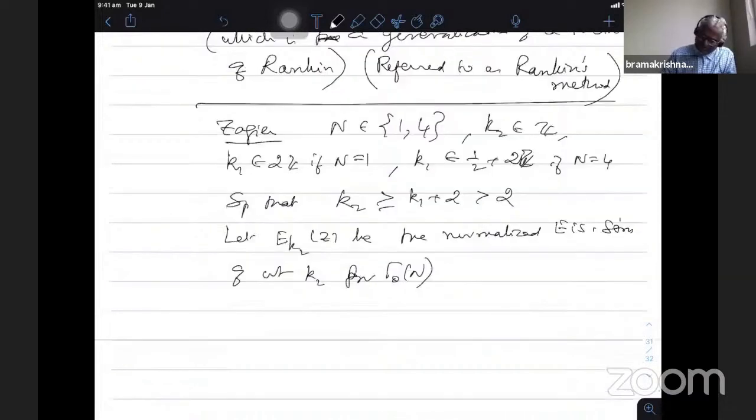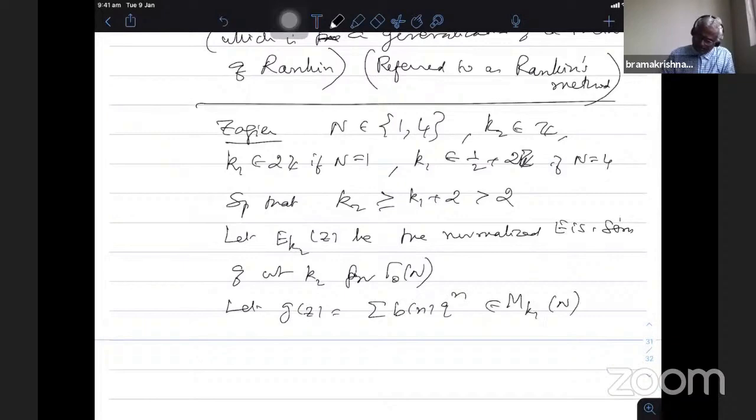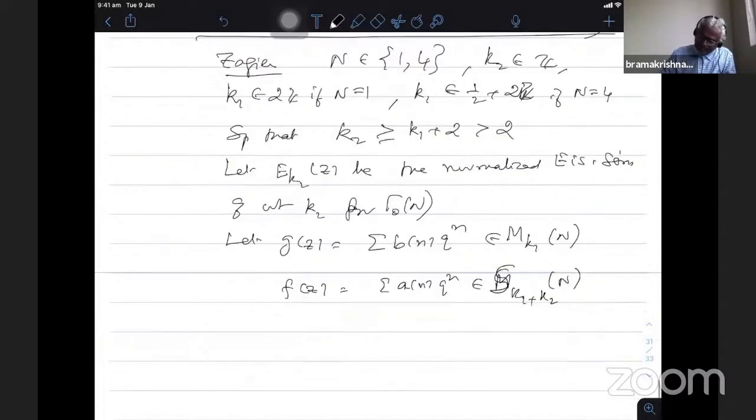So let g(z) = sum of b_n q^n be a modular form of weight k1 on gamma 0 of N, and f(z) = sum of a(n) q^n be a cusp form of weight k1 plus k2 on gamma 0 of N. Then you take the inner product of f, a weight k1 plus k2 form, with g times E_k2. I already have a k1 form, which is g. I multiply by E_k2, so that g times E_k2 is a modular form of weight k1 plus k2, and since f is a cusp form, this inner product makes sense.